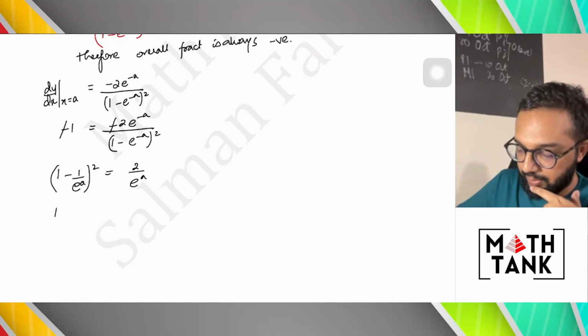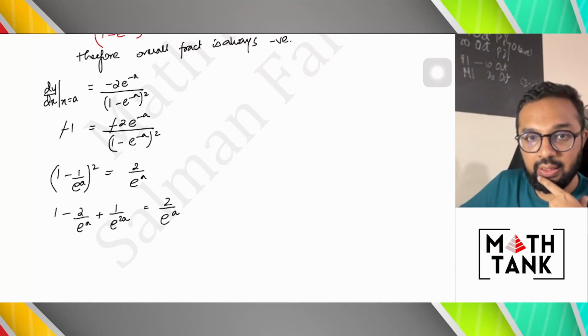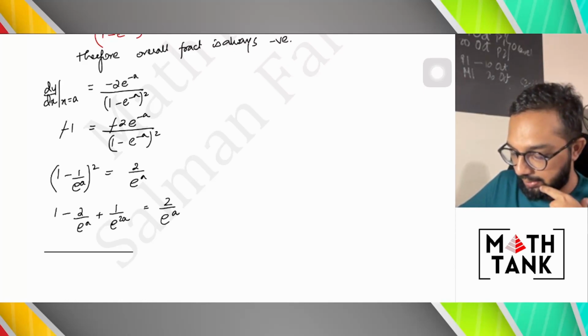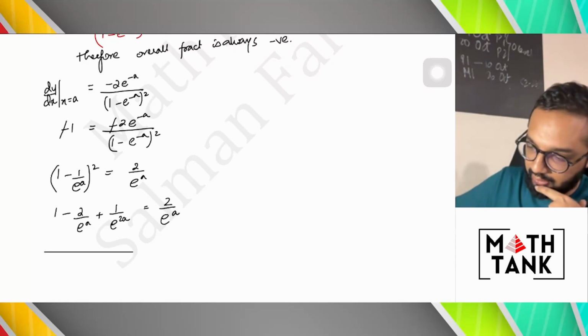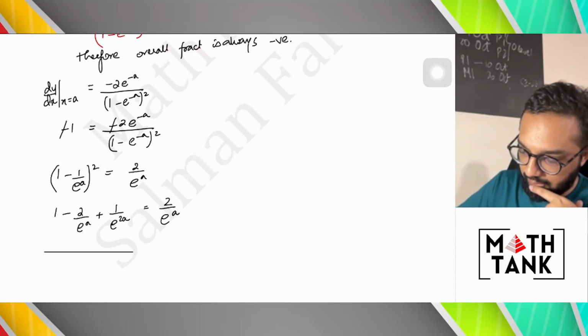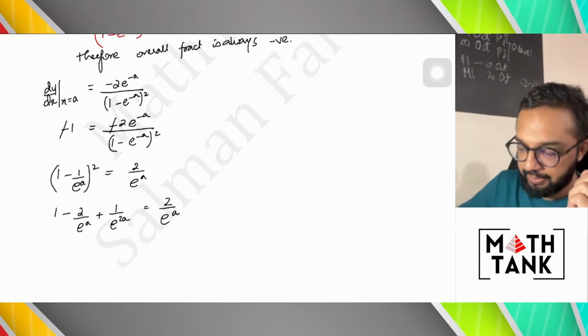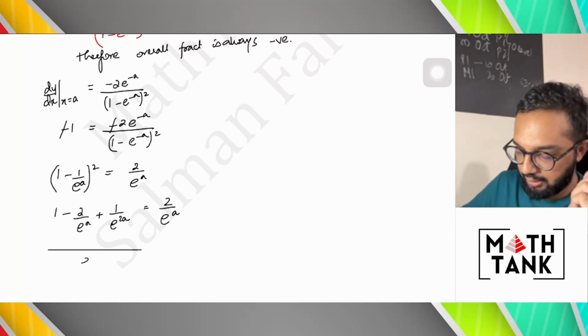So this becomes a squared minus 2ab plus b squared, and this is on the other side. Okay, I can take a common denominator, or I can actually do this as well. Okay, let's just take a common denominator. I think that's easier to explain for me. e power 2a, so that's e power 2a minus, this is missing an e power a, so e power a plus 1 equals 2 e power a.